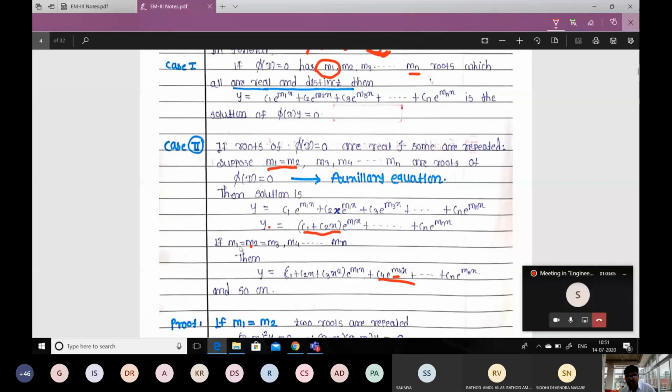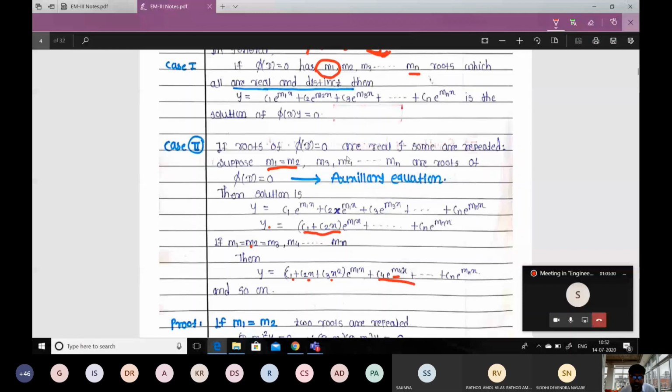Again, what about if the roots get repeated 3 times? For example, if you have m1 is equal to m2 is equal to m3. So this time we are going to write the solution c1 plus c2x plus c3x square, and then outside of the bracket that repeated root e to the power m1 times x. It doesn't matter whether you are taking m1, m2, m3 because they are all equal. And corresponding to the other real and distinct roots, you write the solution as it follows from case number 1.